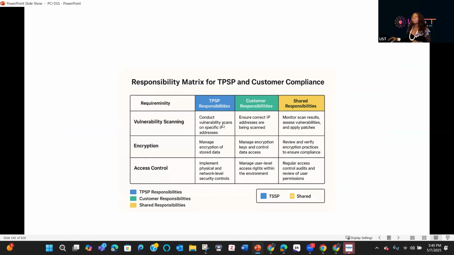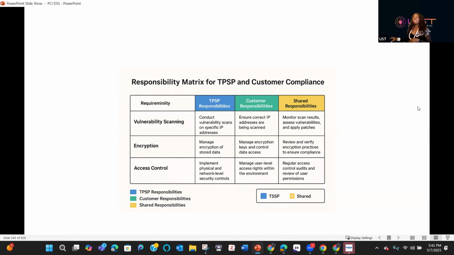Vulnerability scan. Conduct vulnerability scan on specific IP addresses. Ensure correct IP addresses are being scanned. When they are scanning, do you just put your hand up and say, you know what, they are scanning, we are good? No. You want to check they are scanning the correct thing, right? And the only way you can do that is by also providing the correct information.